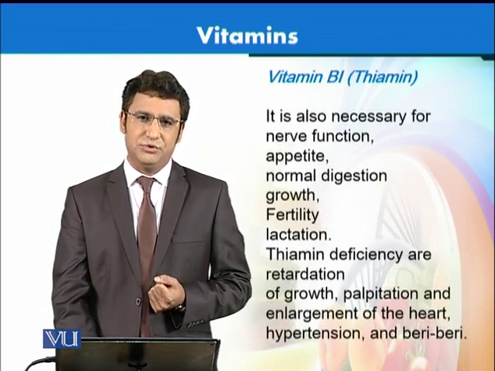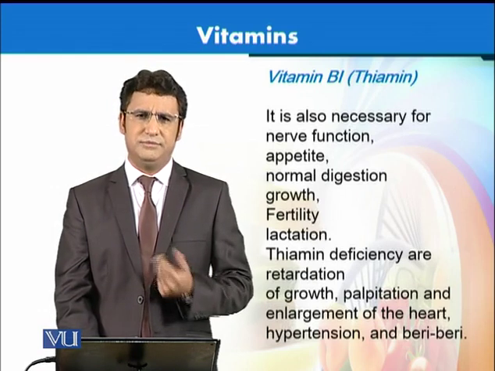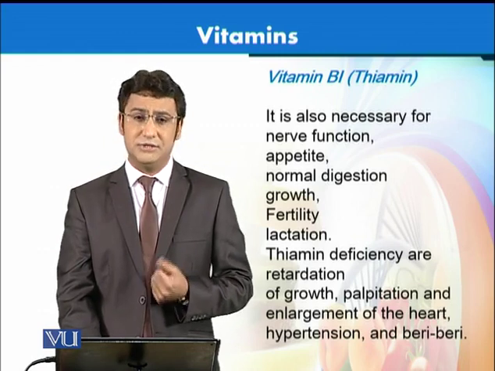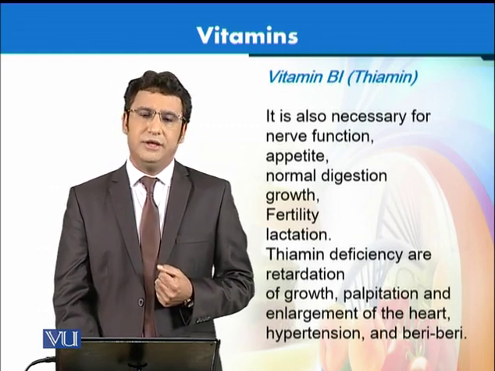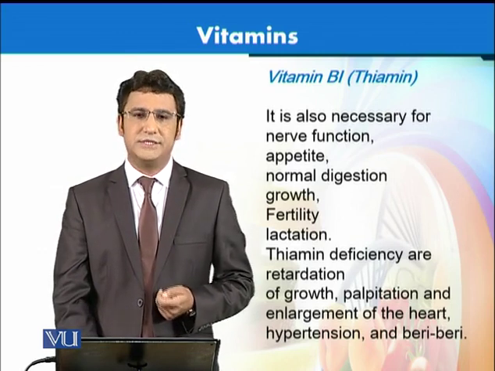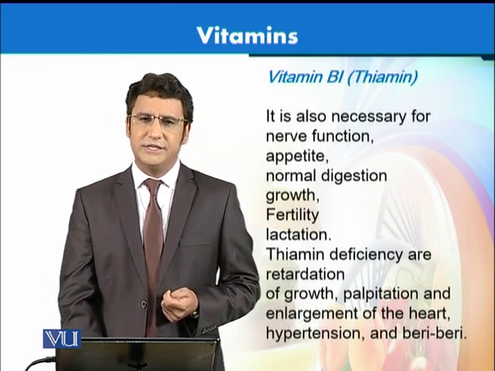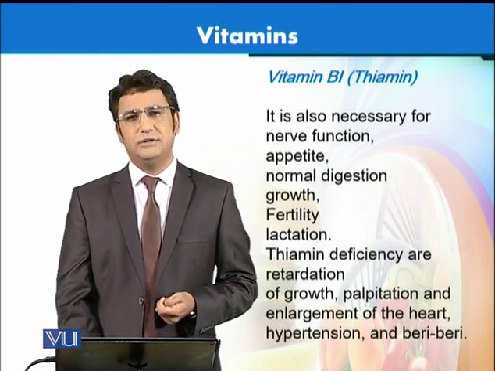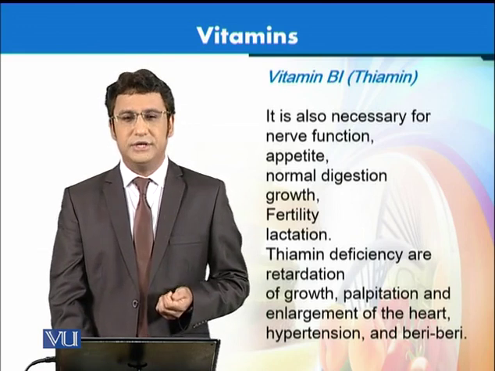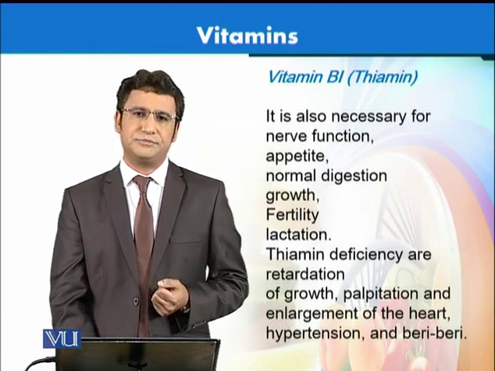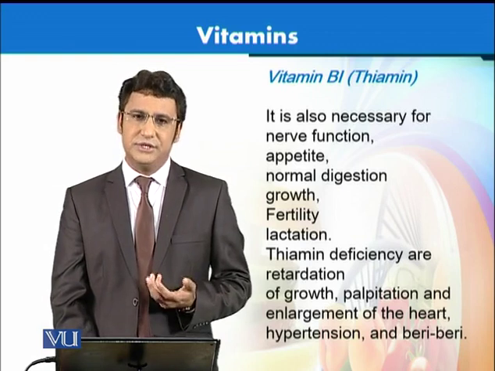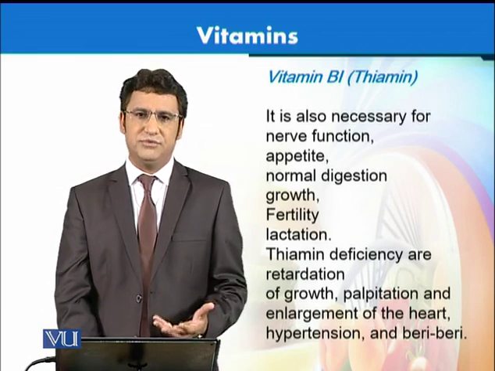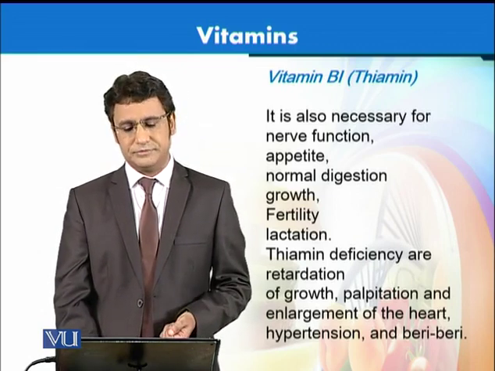Now let's talk about B vitamins. There are different forms of B vitamin, like B1, B2, B3, B6, B12. We'll discuss a few of them here. Vitamin B1 is called thiamine, and it has important functions in nerve function, appetite, normal growth, digestion, fertility, lactation, etc. Whenever there's a deficiency of this B vitamin, that would lead to palpitation and enlargement of the heart and retardation of growth.